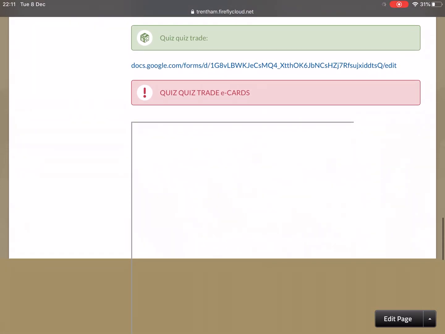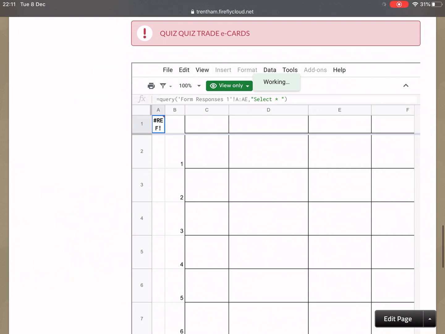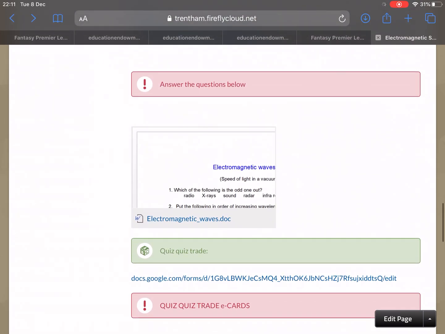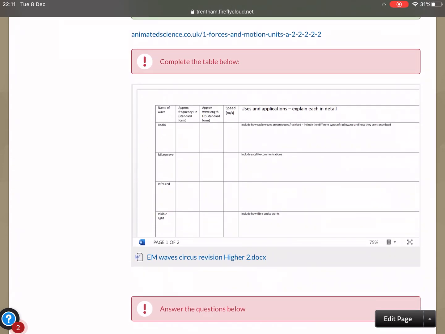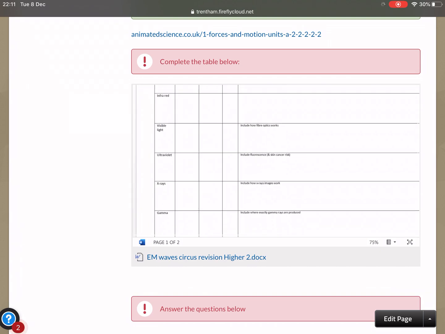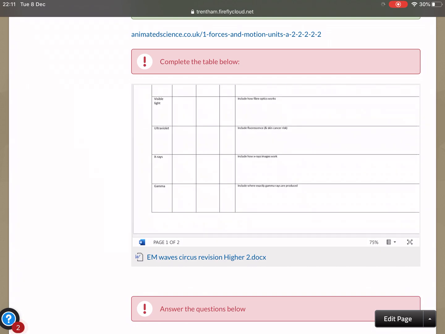What I'll then do is I'll set a couple of other bits next time, which will be to maybe finish that up, maybe answer a couple of questions and just to see how much you picked up. But try and make sure you know what their uses are, their applications, but also go one step further and look at the dangers, especially for the high frequency ones down the bottom of gamma, X-ray and ultraviolet.